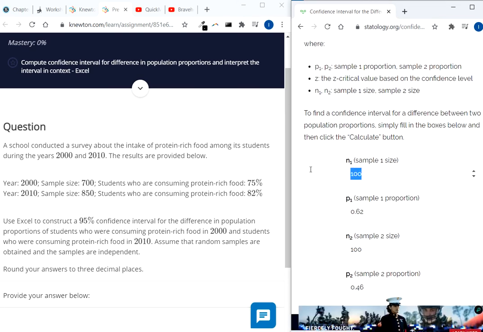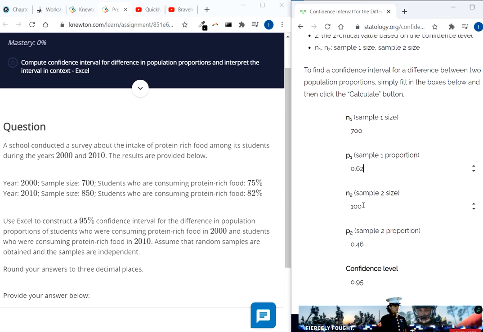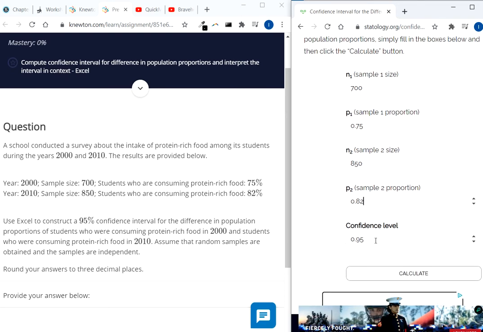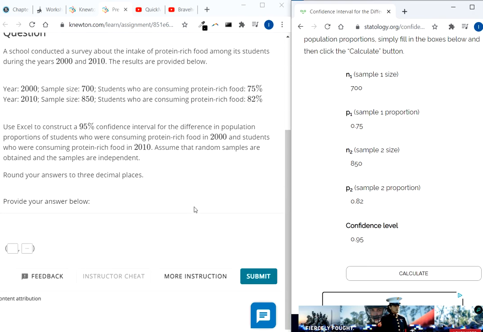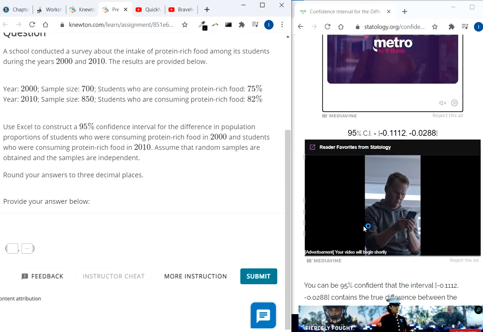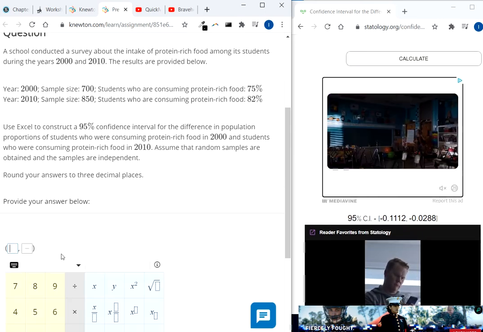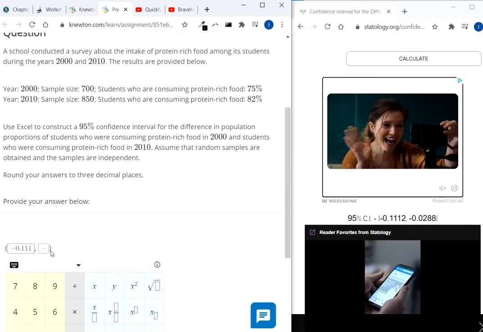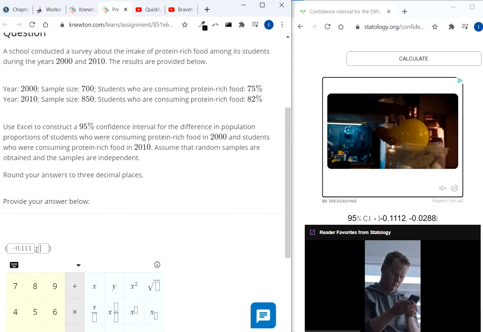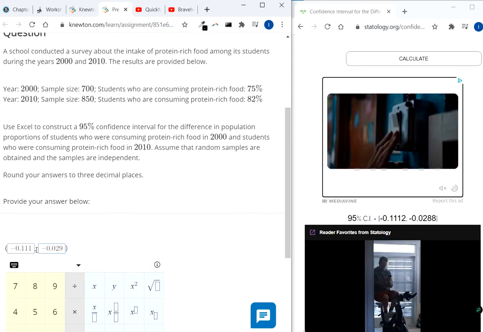Our first sample was a size of 700, and it had a success proportion of 75%, so it's 0.75. All right, second sample had 850, 0.82 for a sample proportion, and then we had a 95% confidence interval, so I'll leave that there. And if you click calculate, just pay attention to where they want the decimals, 3 decimal places. There it is. The lower bound is negative 0.111, and then the upper bound is negative 0.029.